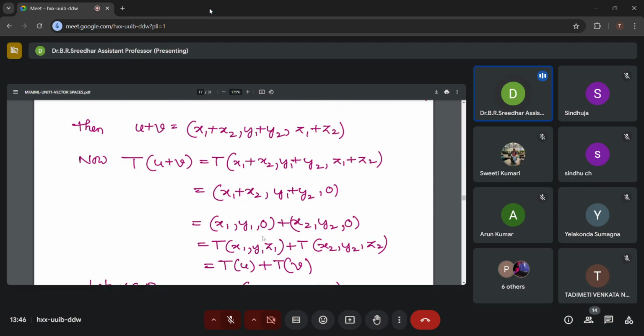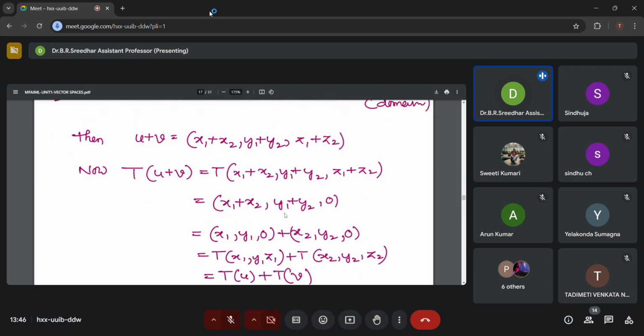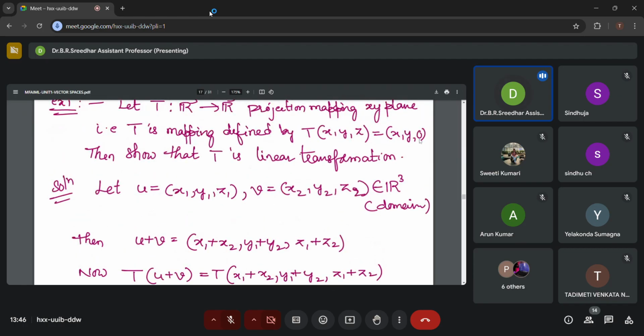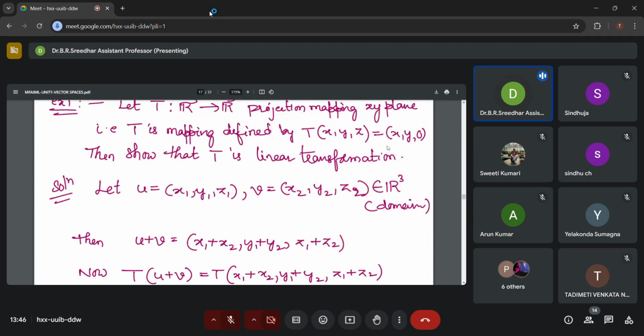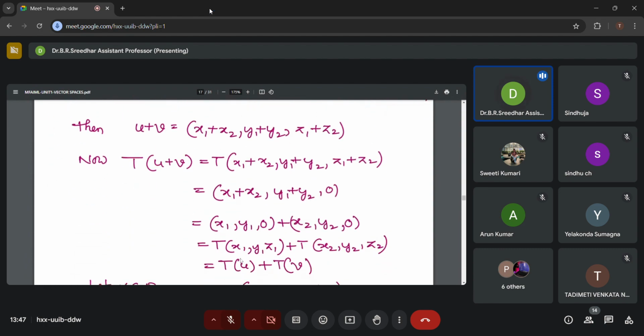This (x1, y1, 0), is it not a translation of (x1, y1, z1)? Yes or no, my dear? This is (x1, y1, z1), and (x1, y1, 0) is the translation of (x1, y1, z1). That's the reason I wrote it as T of (x1, y1, z1). This is now equivalent to this: in place of x1 you have x1, in place of y1 you have y1, in place of z1 you have 0. That's the reason T of (x1, y1, z1).